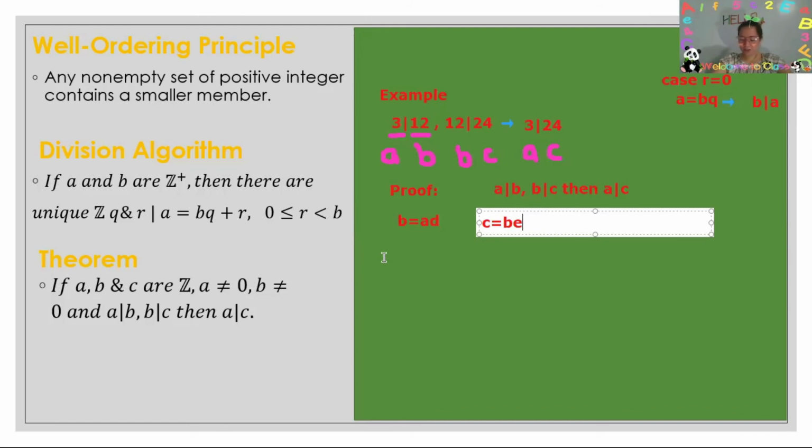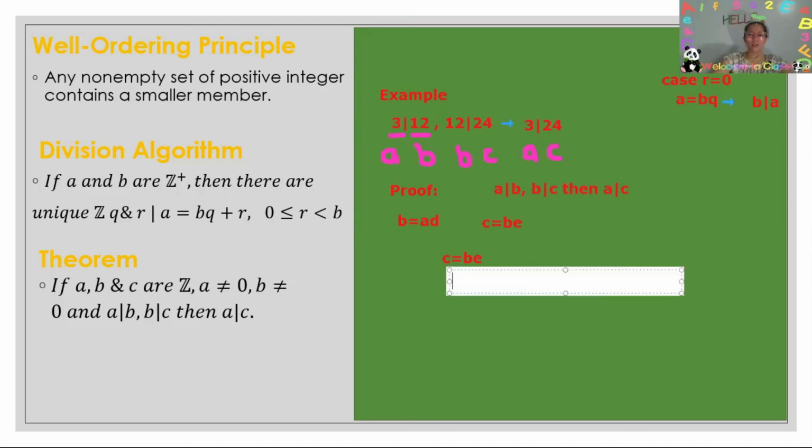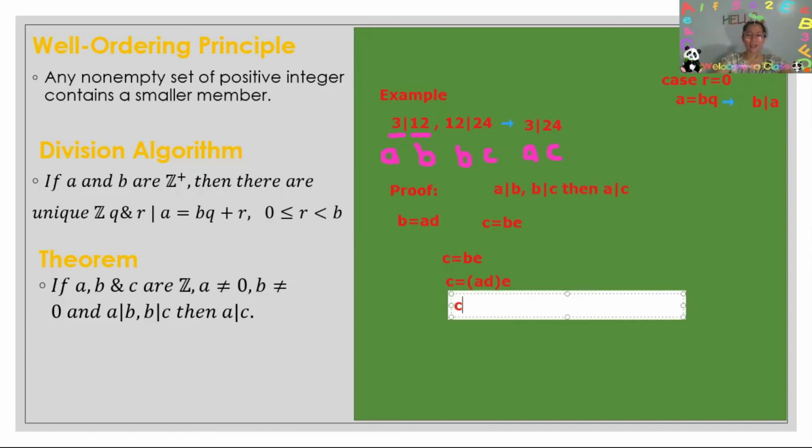Now here it is. So C is equal to BE. Then, C is equal to, put the value of our B. What's the value of our B? That is AD. And input E. Now, the value of our C becomes equal to A multiplied by D and E.